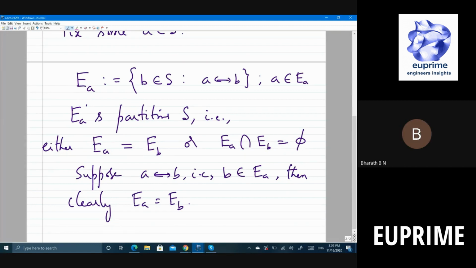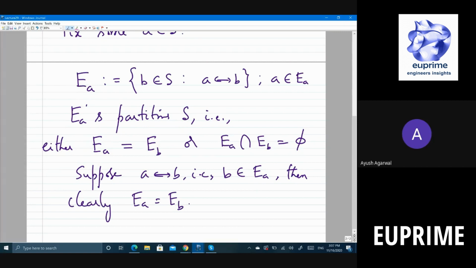What is EB? All those states which can be communicated from B. What is EA? All those states which can be communicated from A. Suppose B belongs to EA, what does that mean? B can communicate with A, but all those states which B can communicate, A can also communicate. Therefore, EA should be equal to EB. Do you agree? Is that fine?